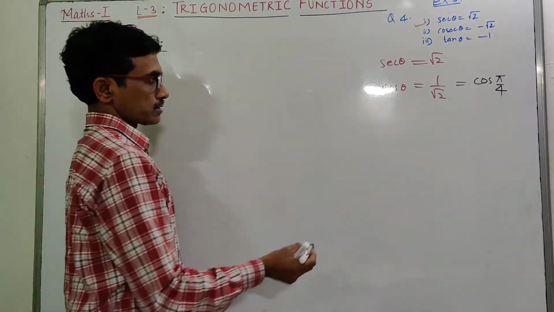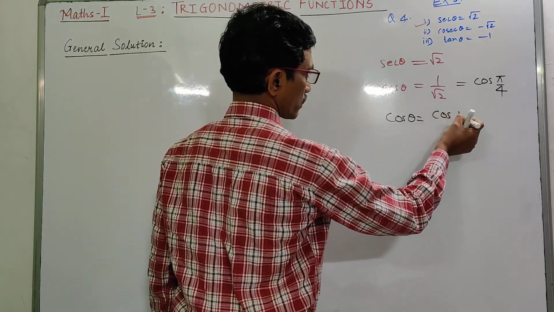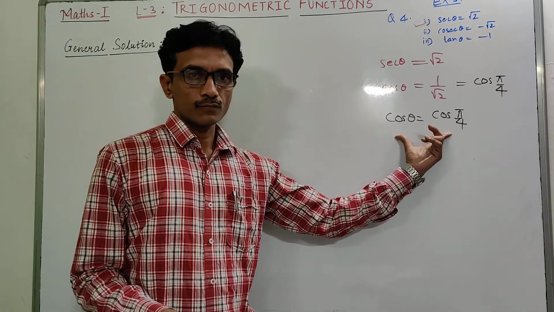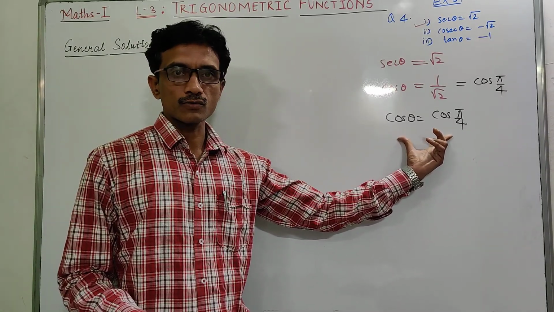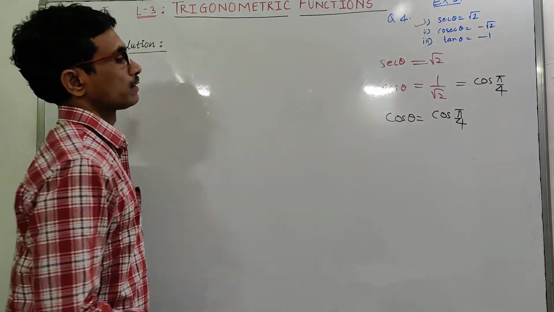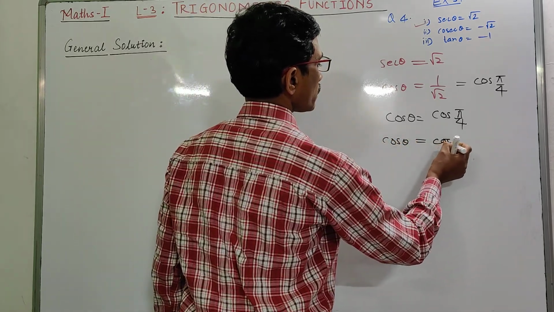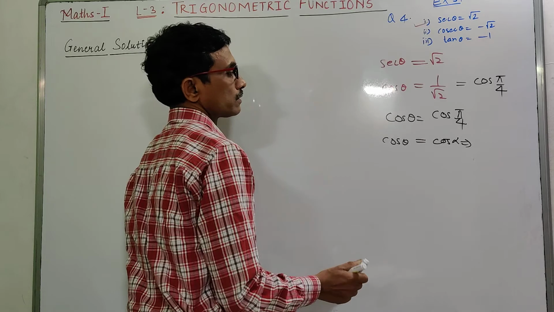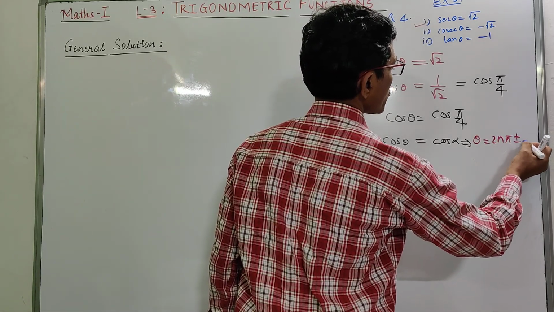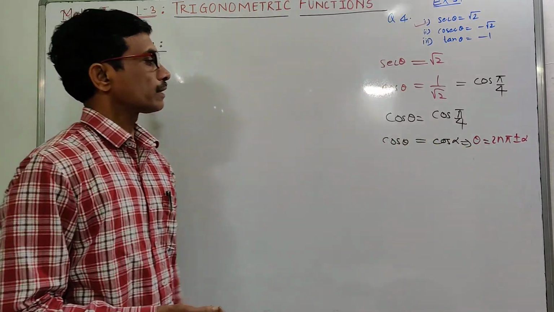Thus we are getting cos theta is equal to cos pi by 4. We have a solution for this equation. Cos theta is equal to cos alpha implies theta is equal to 2n pi plus minus alpha. So we apply this result here.